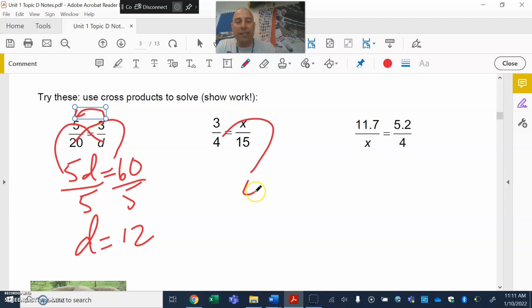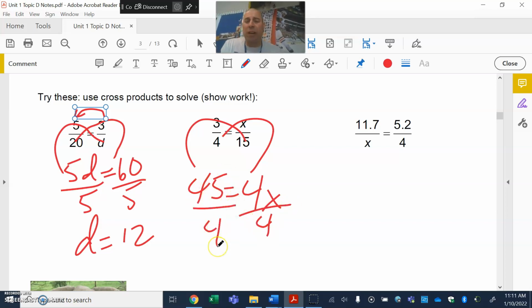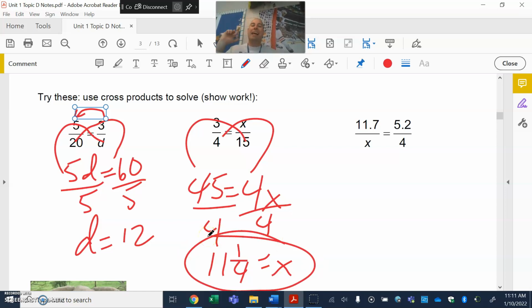So 4 times x, 4x. 15 times 3, 45. We're going to solve our one-step equation, so we'll divide both sides by 4. Now, again, we're going to get fractions. That's going to be typical, so don't cry about it. It's just a division problem. How many groups of 4 can you take out of 45? 11. How many pieces are left over? 1. You're trying to put them in groups of 4. Yes, fractions are our friends. There we go, 11 and 1/4.